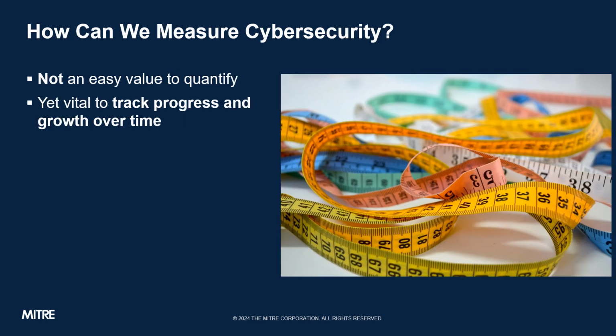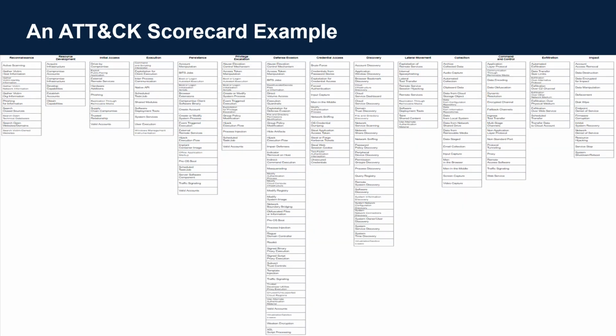Being able to measure and quantify where we are today versus where we need to be is vital for not only understanding our strengths and our gaps, but also maintaining and sustaining growth over time. But unfortunately, for cyber and information security, this is not an easy value to quantify. But we can use the knowledge, perspective, and structure of ATT&CK to begin to create this quantitative scorecard.